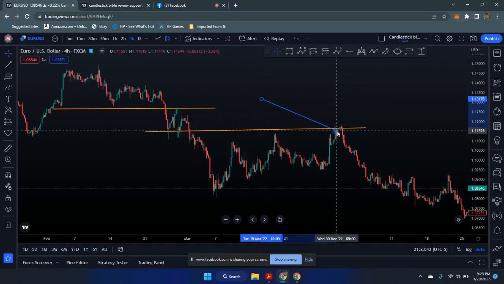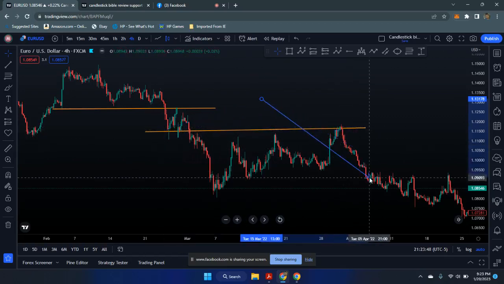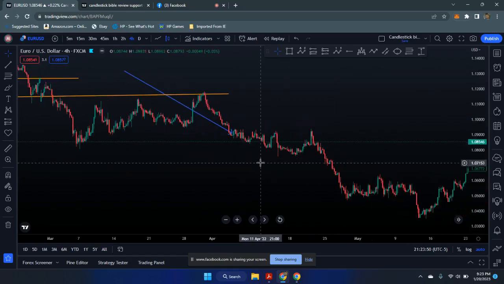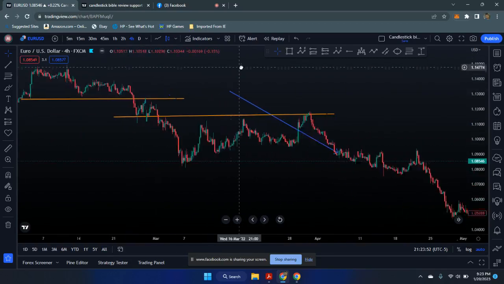And she comes back. She does her retracement, the resistance, because we don't break. And then she comes down.